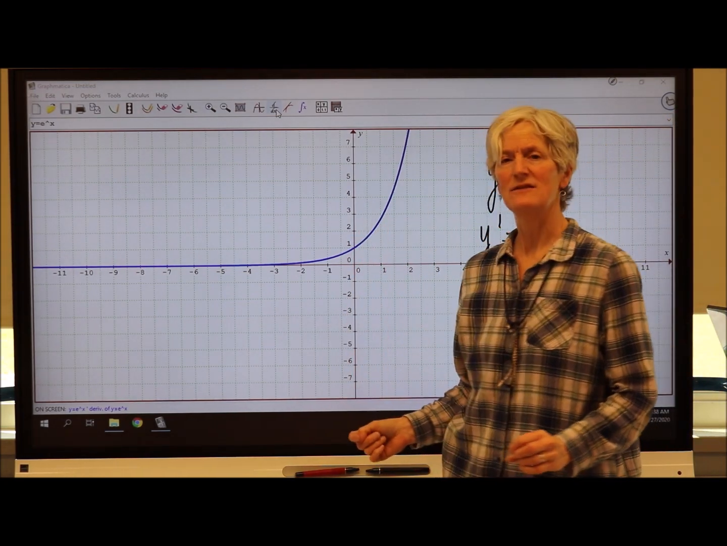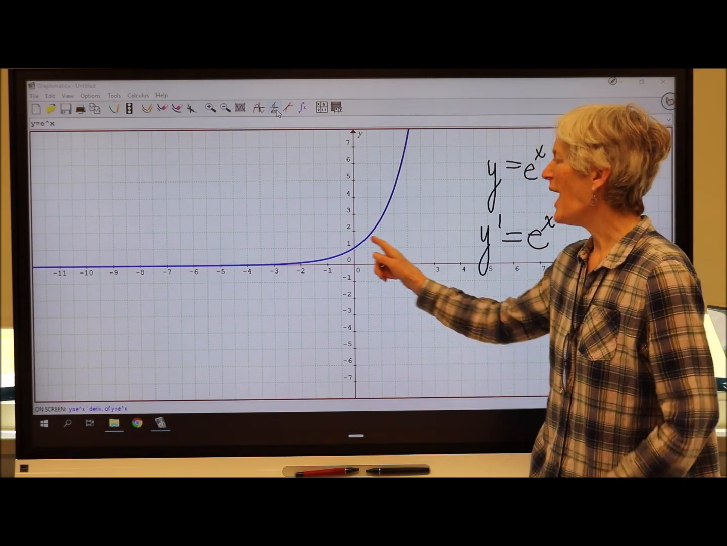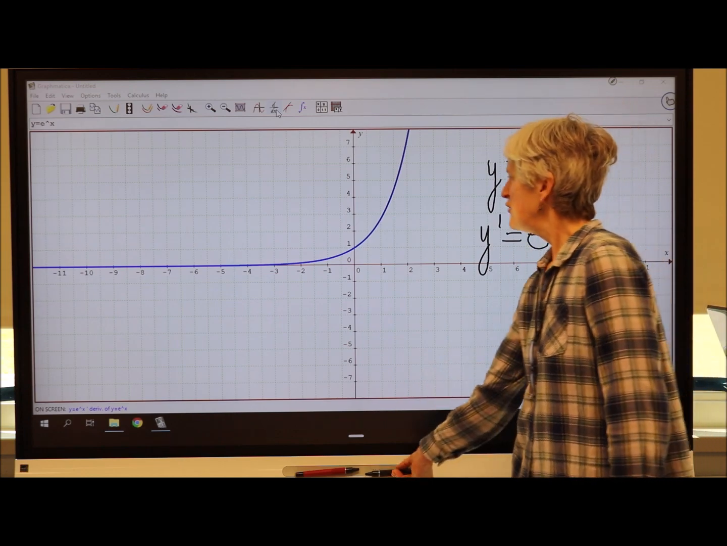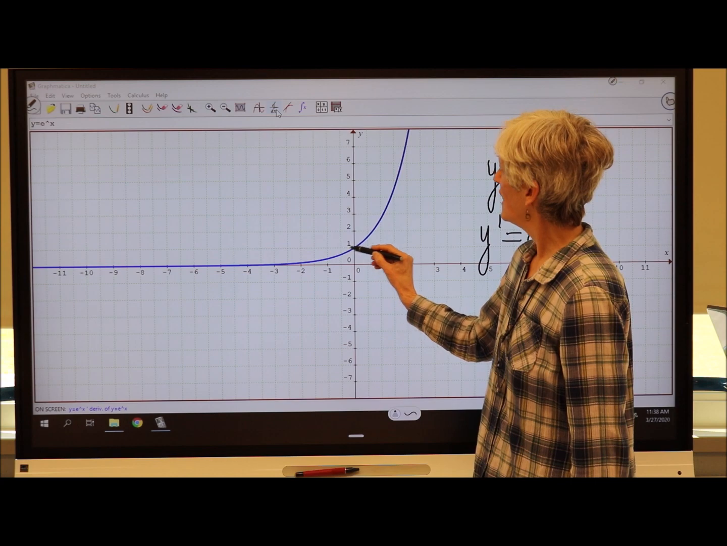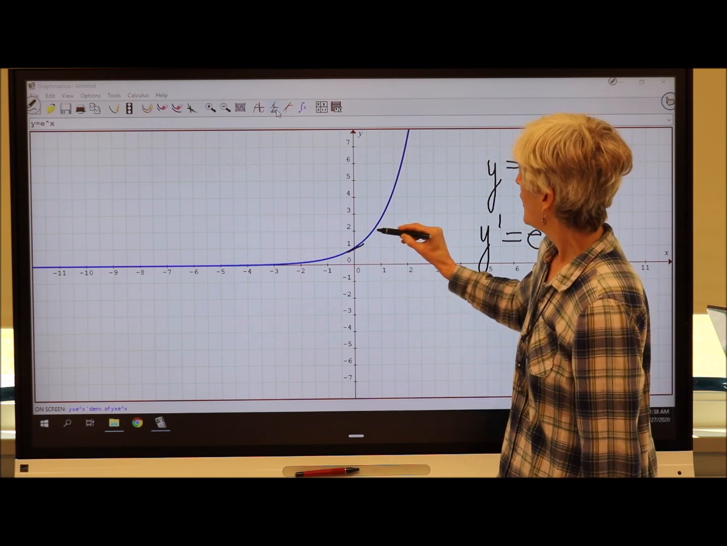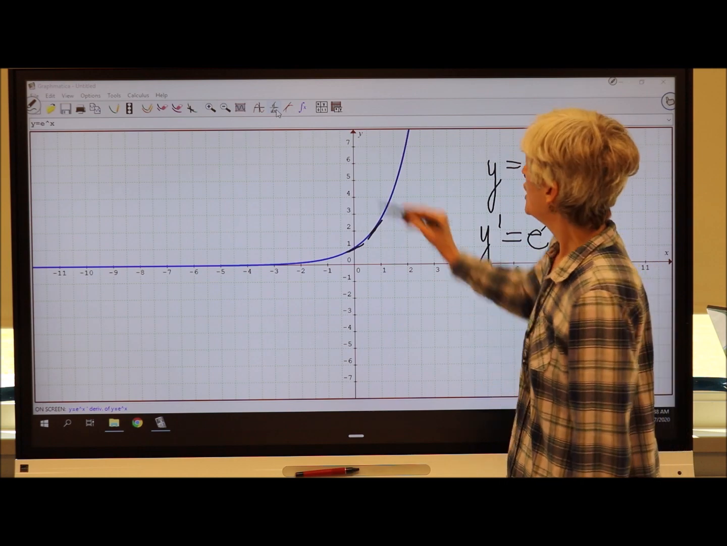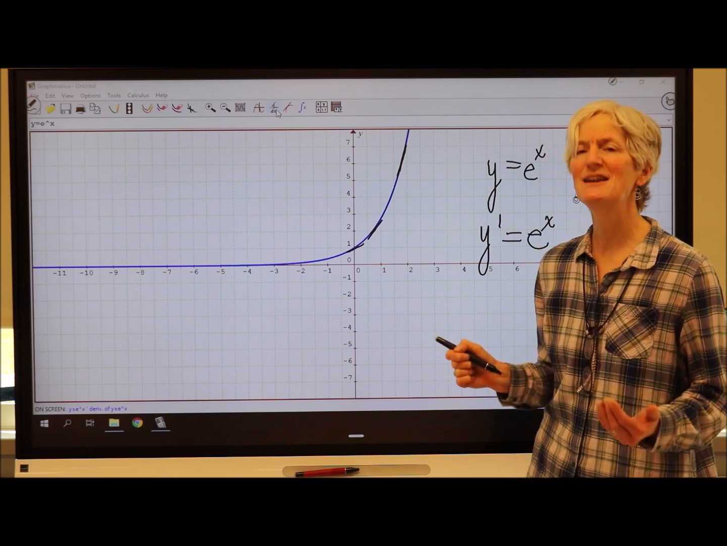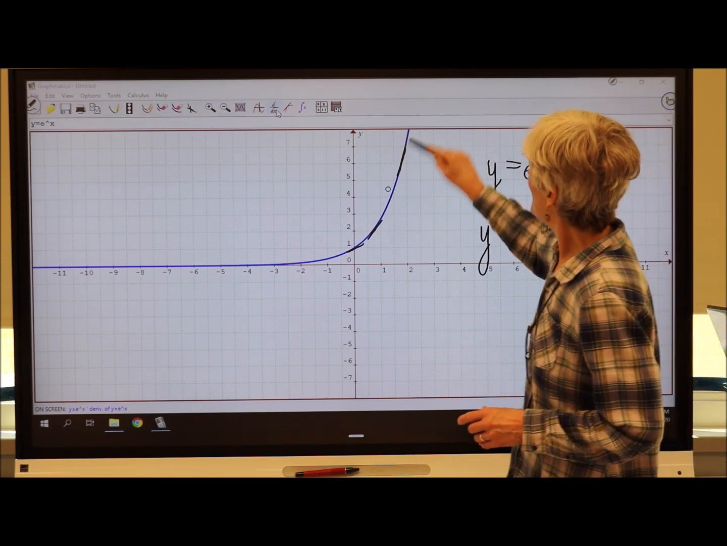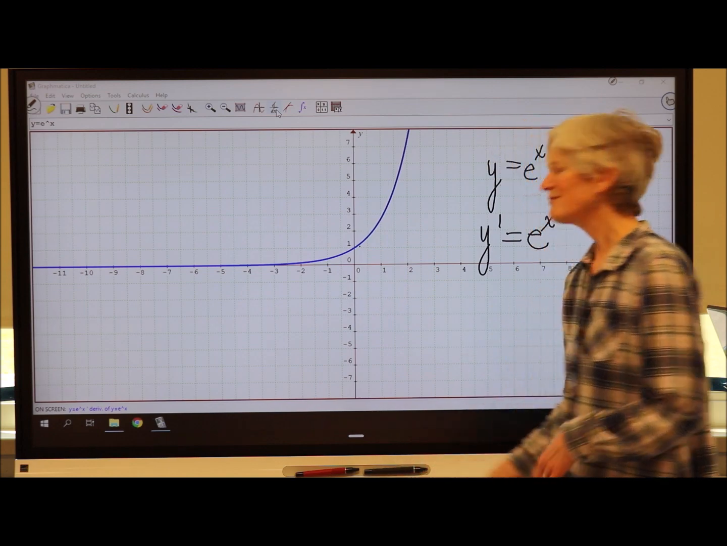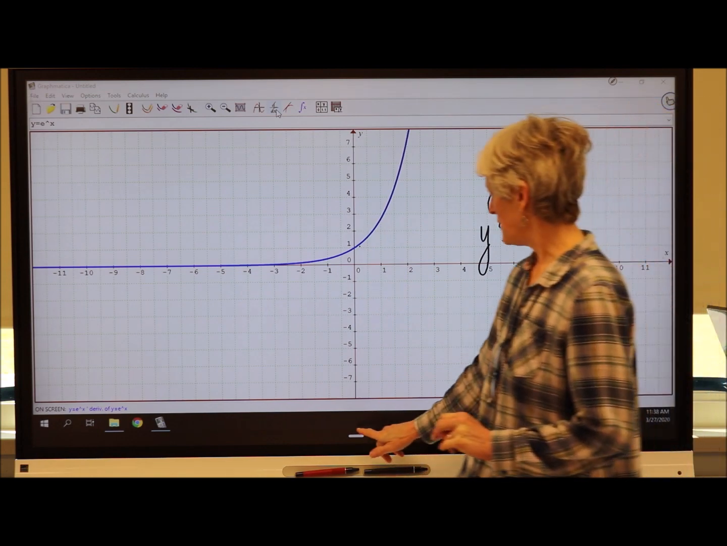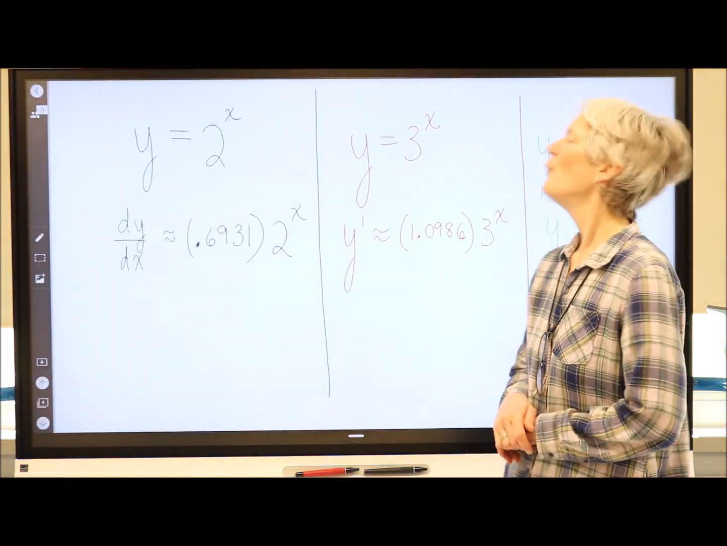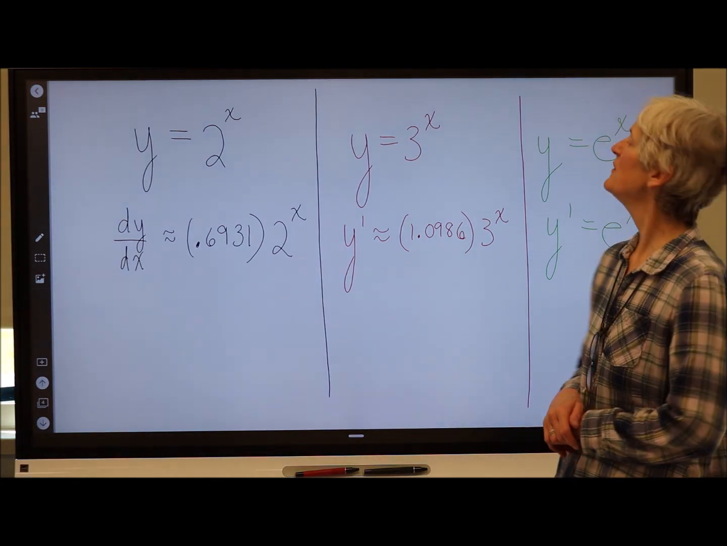Think about what that means. What that means is that the y value of this function is equal to the slope. So when y is 1, the slope of the function is 1. When y is 2, the slope of the function is 2. When y is 6, the slope of that function is 6. That's just mind-blowing, but it's true. Okay, so let's use those 3 examples to see if you can come up with how I found the derivative of each of these.